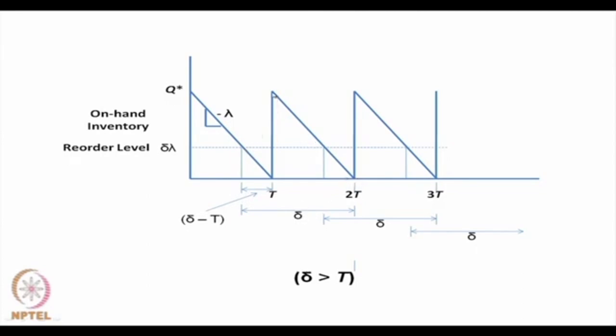So, when this has arrived because of a demand or replenishment order that was placed sometime at this point, and when it comes down to the level of delta into lambda, place an order for Q, and that will come after delta time again. That means this is due to a replenishment order that was placed at this point of time, and similarly it continues. So, this is the case when delta is greater than the cycle time, capital T.